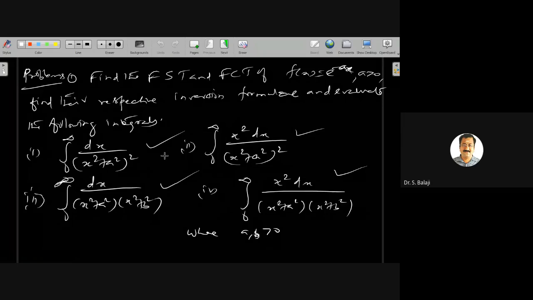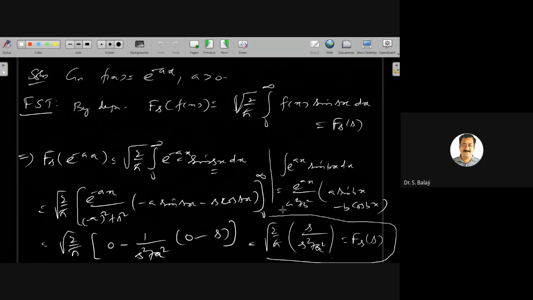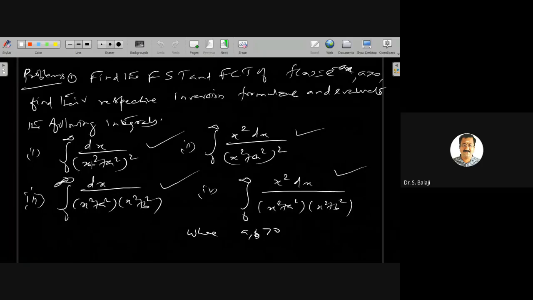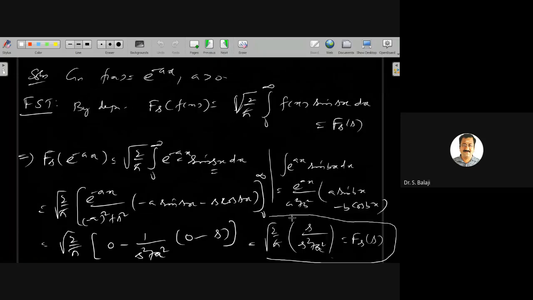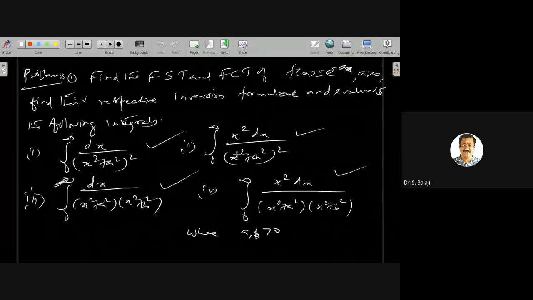Now see what the Fourier sine and cosine transform of f of x equal to e power minus ax are; you have to remember that once again. The Fourier sine transform is root of 2 by pi, s by s square plus a square. Now you see the denominator here, s square plus a square, and in the integral also x square plus a square. But s is also there, here and here. Therefore, if you square fs of s, you get s square by s square plus a square whole square.